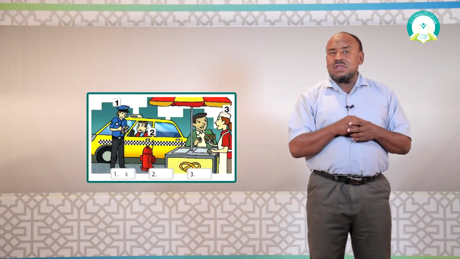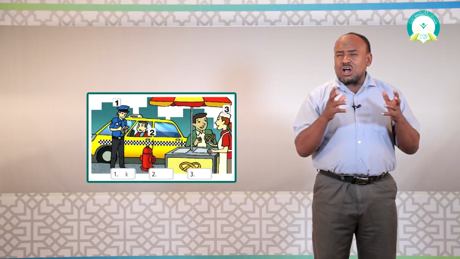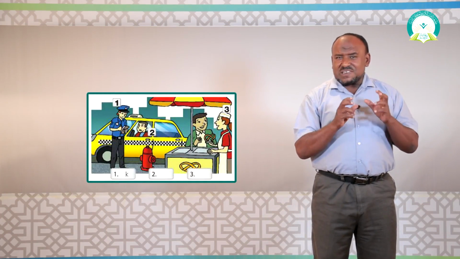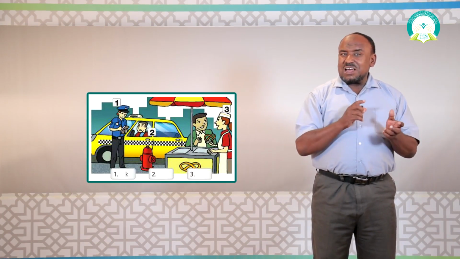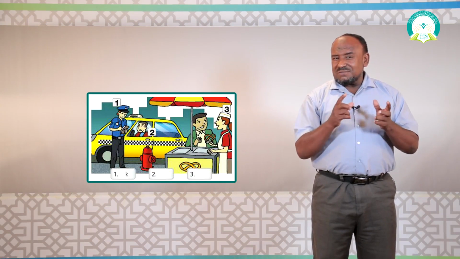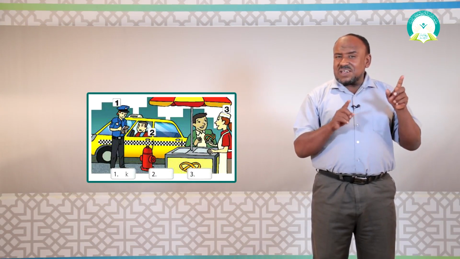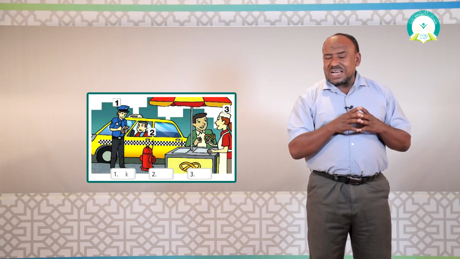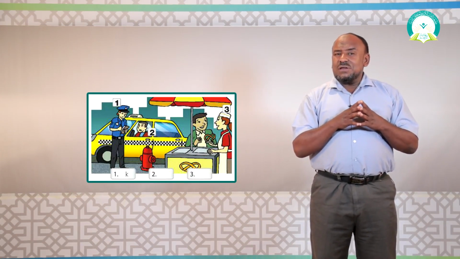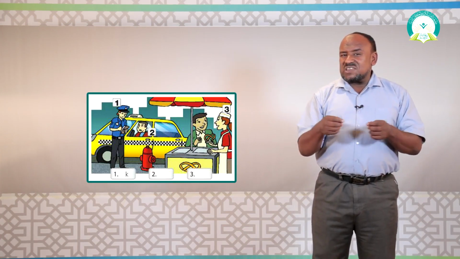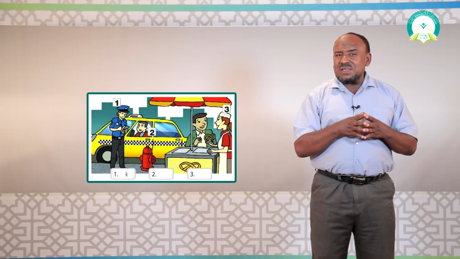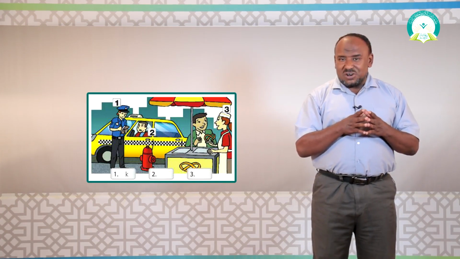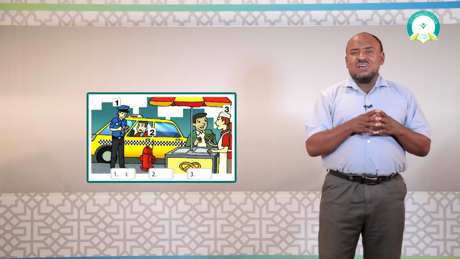Let's now continue. What we are asked to do now is to match the words with the pictures. For example, picture number one matches which job? Taxi driver or police officer? Okay, so number one is police officer, but number two is what? Taxi driver. Number three is someone who sells on the street. What do we call him? Vendor.